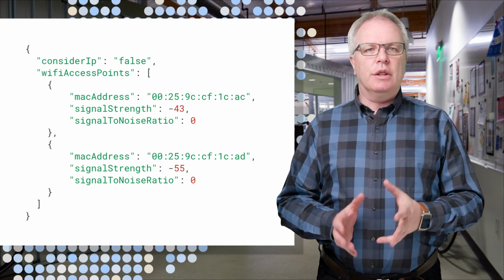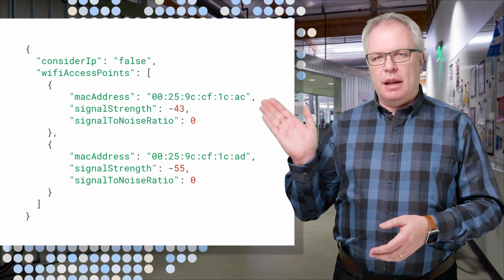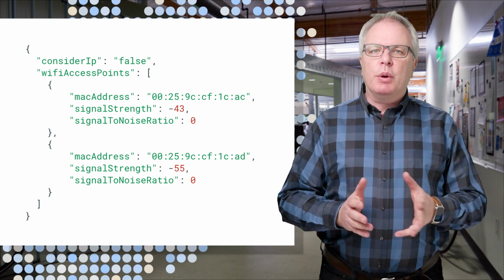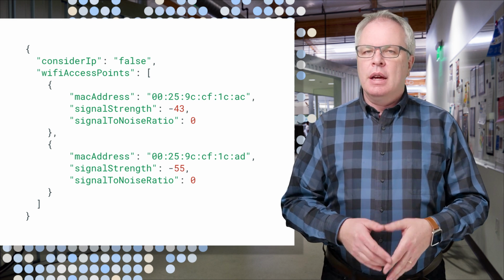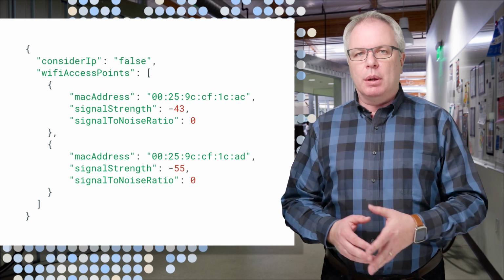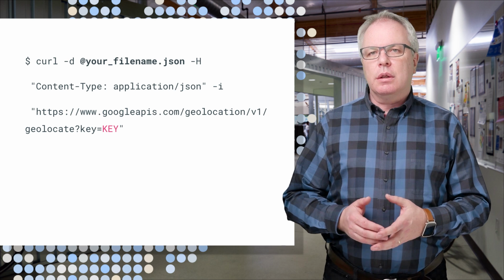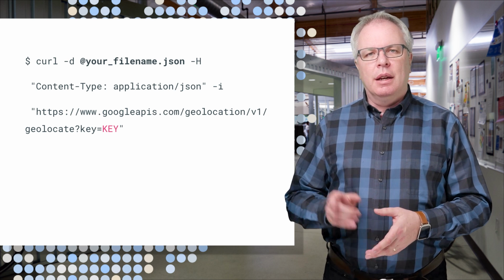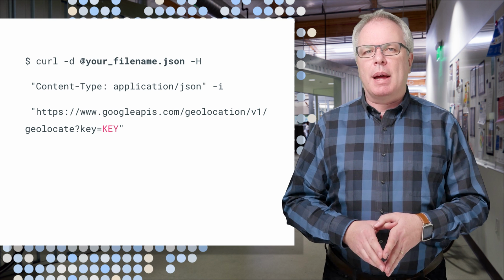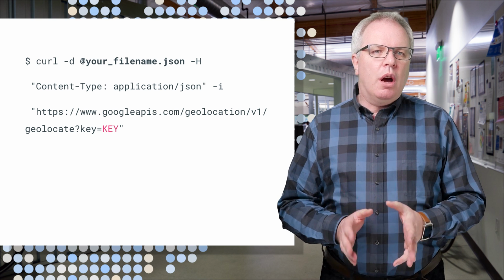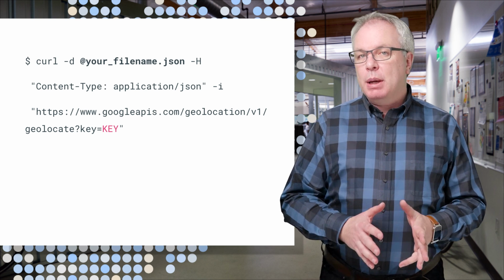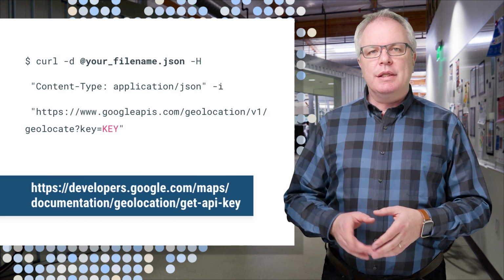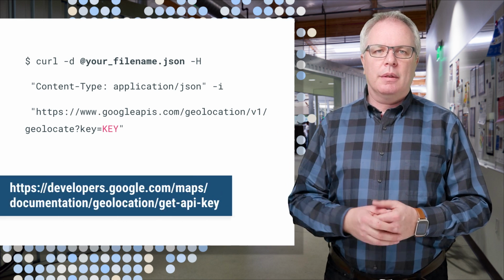Once you have the data, you structure it into a JSON file like this, listing the access points you've seen, their signal strength, signal-to-noise ratio if available, and then you simply call the geolocation API, passing it this data and your API key. Here's how that would look like with a curl command. If you're not familiar with the concept of an API key or how to get one, you can see so in the documentation at this link.